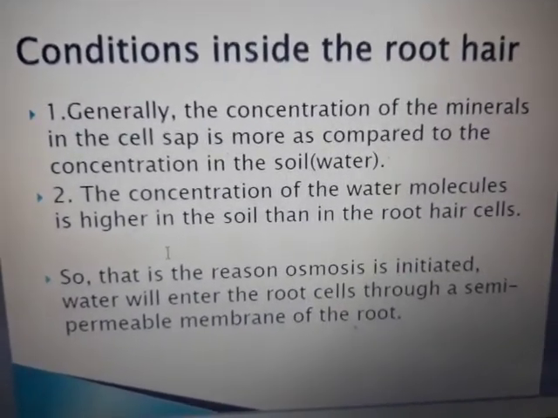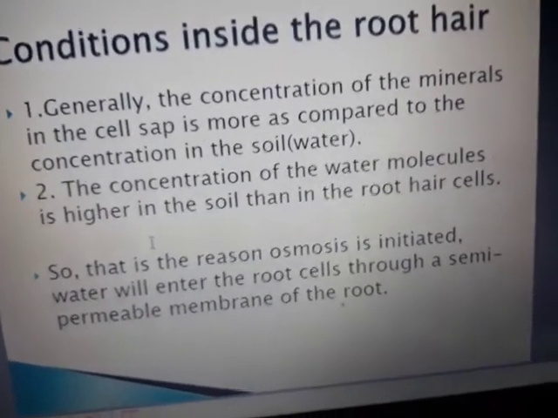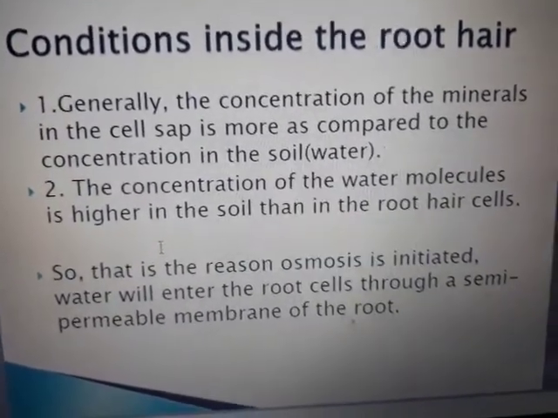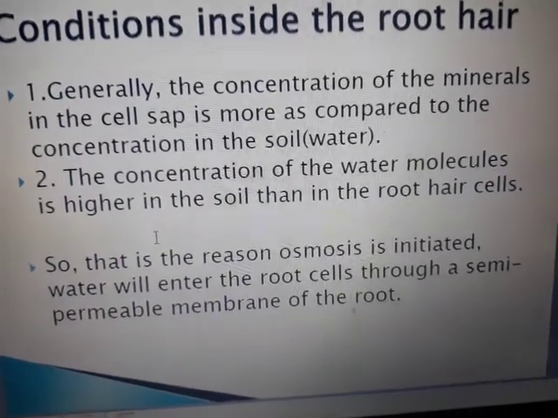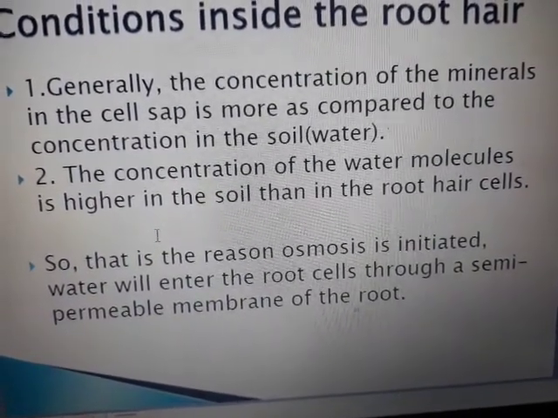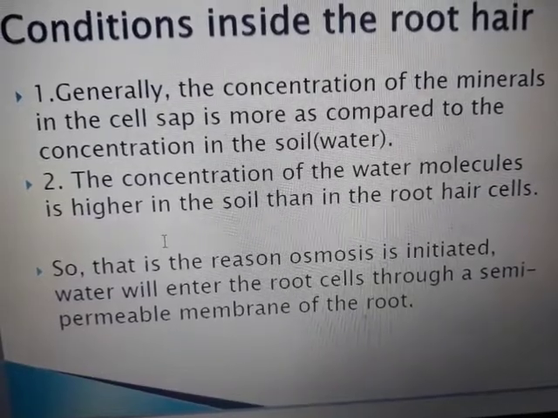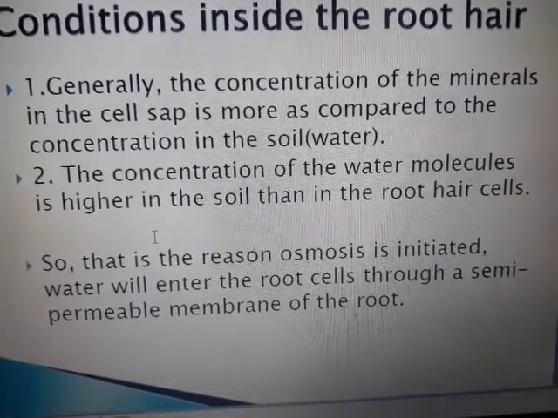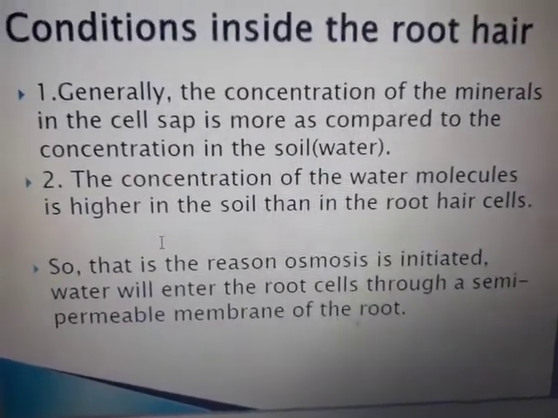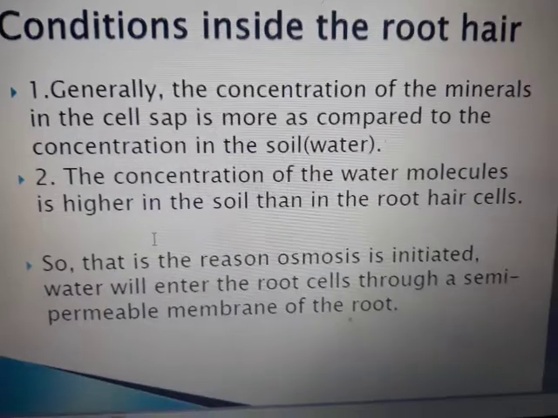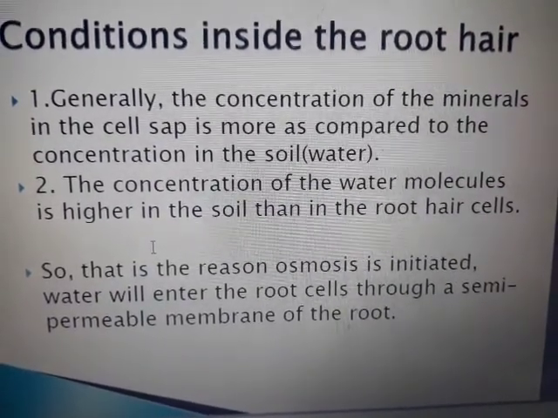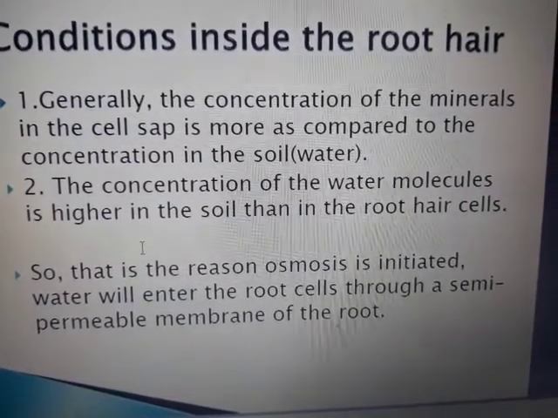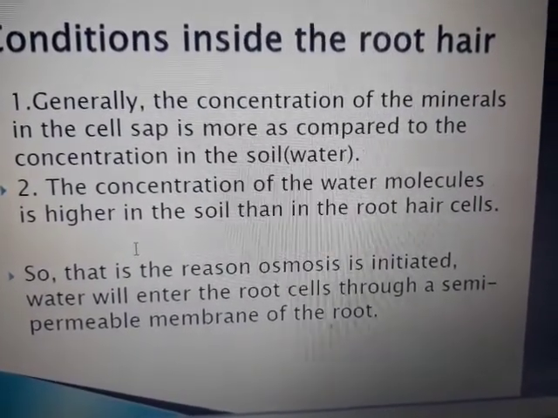The conditions inside the root hair. Okay, what happens inside the root hair? It is all based on these conditions when the osmosis begins. So generally, the concentration of the minerals in the cell sap is more as compared to the concentration in the soil water. So the concentration of the water molecules is higher in the soil than in the root hair cells. There are two conditions mentioned here, right? First, the concentration of the minerals; the first condition is stated about the minerals. The second condition is talking about the water. Please take a note of that.